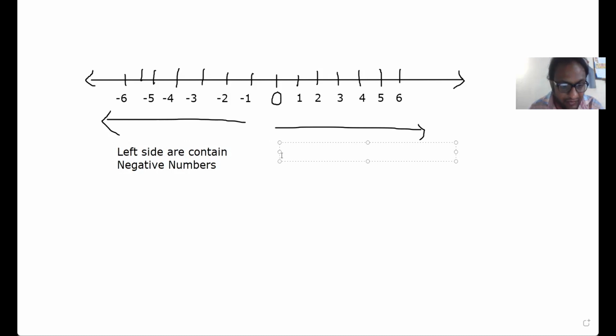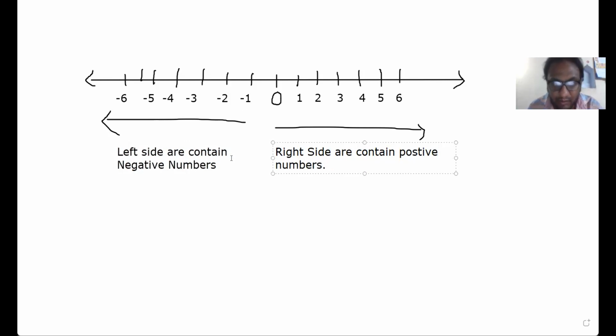Okay, I hope you get the point. Now we need to understand that zero is at the center. So now we have to understand that this is a number line. And suppose I am standing here.